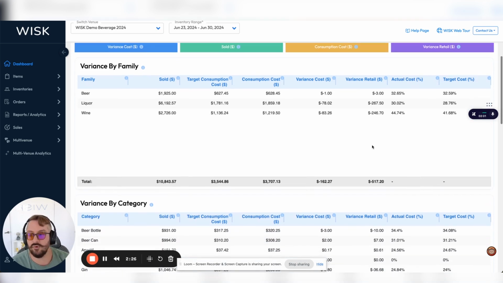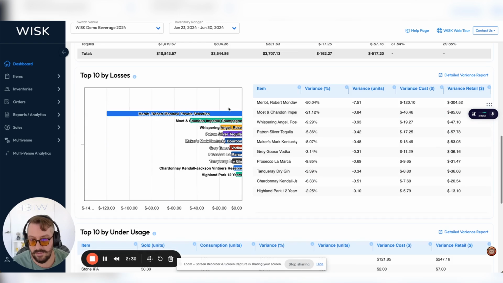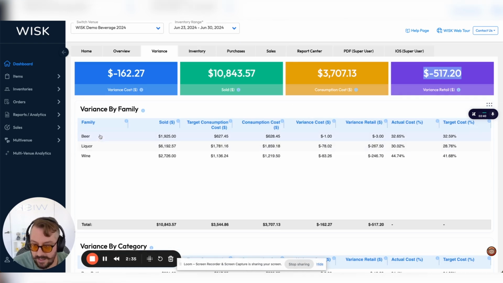But if you start zooming in, you can now go by category, or what we call family, then category, and then the actual item. So what I love doing is looking at the family first, or what some people call category. So the idea is like beer, liquor, wine. For each one, I like to look at what was the difference between the consumption and the sales, right?